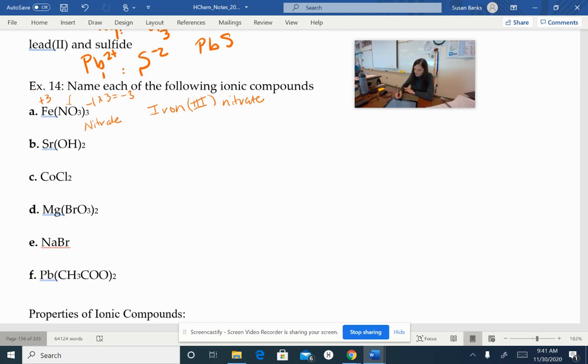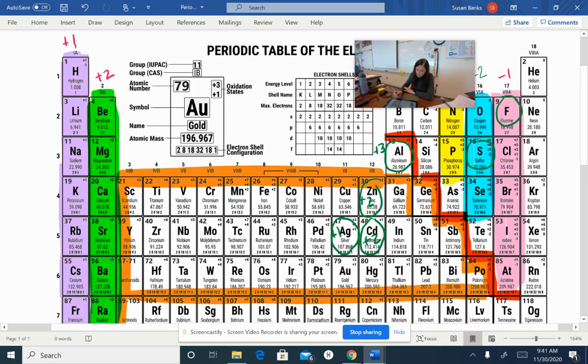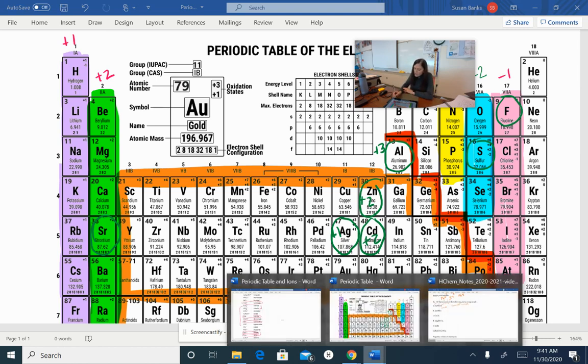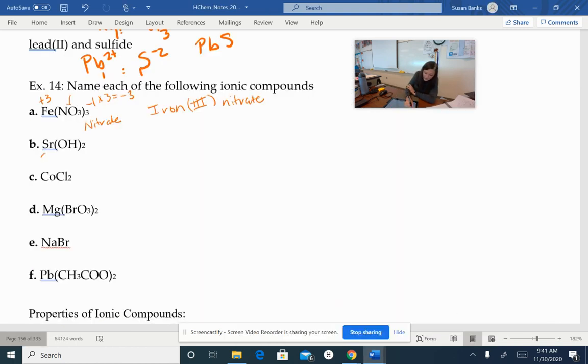Okay, strontium. If we look at strontium, strontium's right here. It is not a transition metal, so I do not need Roman numerals because it's always going to be a positive 2, regardless of what I do. So I just need to name it. Strontium hydroxide. Remember, only the transition metals need Roman numerals. Okay?